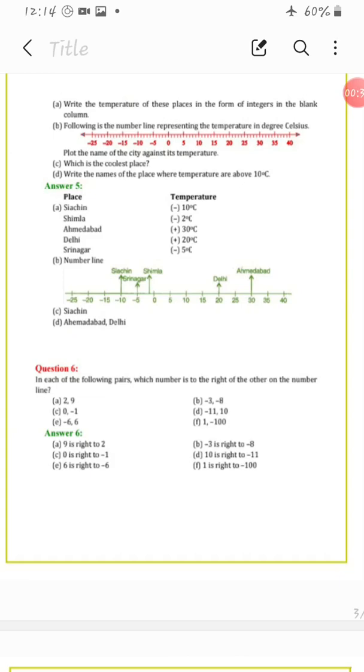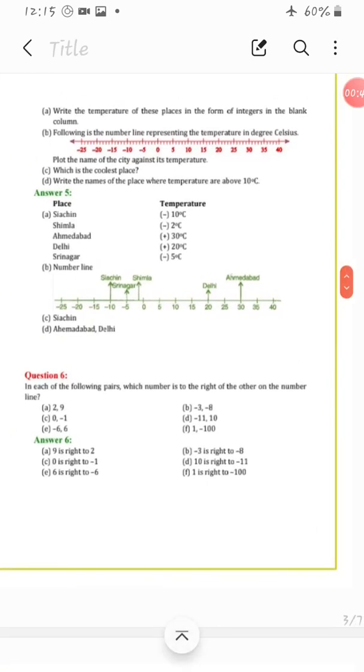And in case of negative also, minus 1 and minus 2. Minus 1 is to the right of minus 2. So minus 1 will be bigger than minus 2. Yes, obviously in case of positive negative, directly we can say positive numbers are bigger, but in case of negative negative also, and in case of positive positive also, I have just explained to you. So it will be easy for you to understand. Here 2 and 9 is given. So obviously 9 is bigger than 2. So 9 is to the right of 2, on the number line.